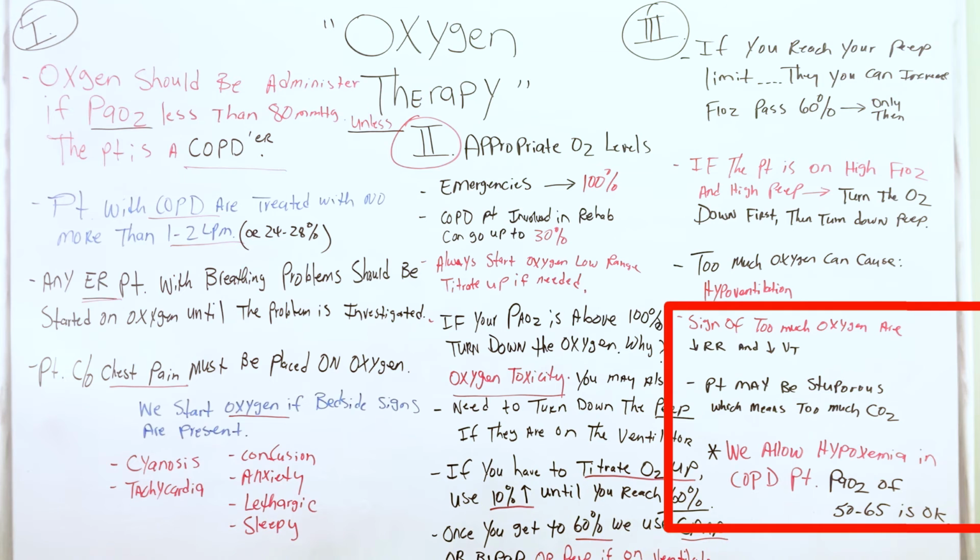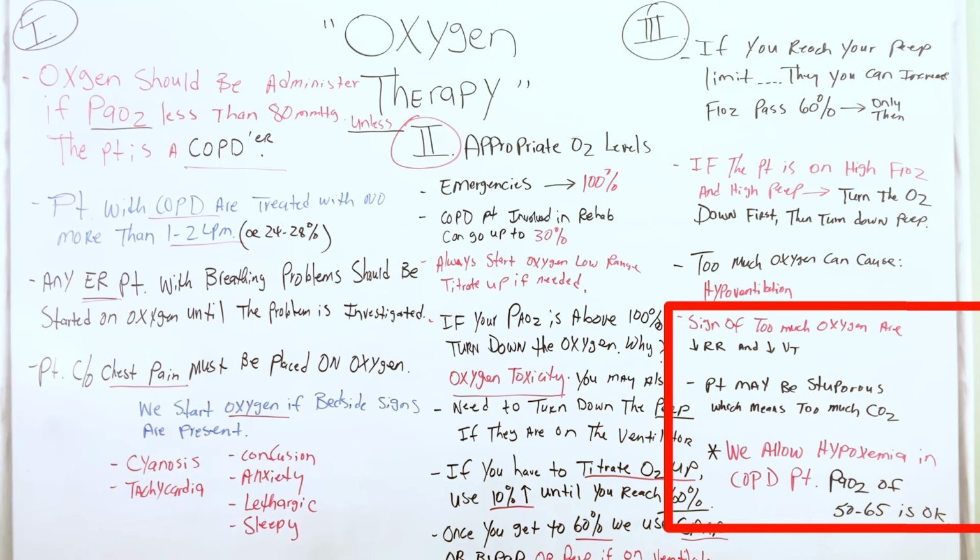All right? And we have to make sure that we know what their respiratory rate and tidal volume are. Okay? Because people just don't act that way for no reason. Be careful, be careful, be careful. Give them oxygen if they need it, but never give them any more than what they need. Okay? Now, for COPD patients, remember, we allow hypoxemia, which means that they may have a PaO2 of 50 to 65, but that's okay. Because they are chronic lungers.